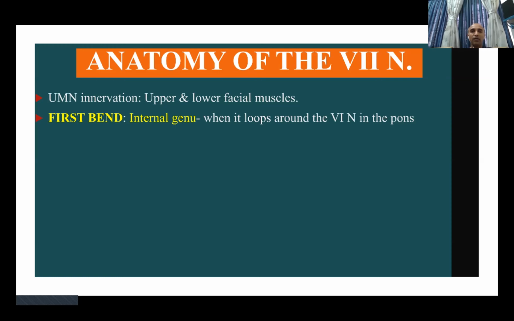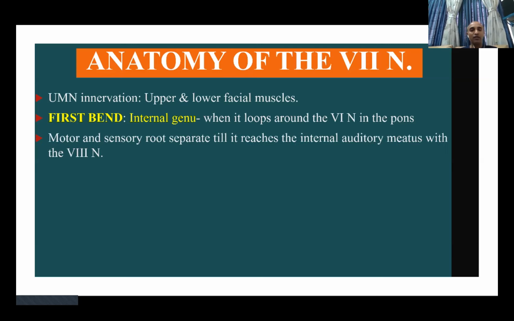We will go to the pons, where the facial nerve nucleus and the 6th nerve nucleus are close to each other. Here the facial nerve fascicles take the first bend, which is the internal bend, when it loops around the 6th nerve in the pons, and it comes out of the CP angle till it reaches the internal auditory meatus. Till then, the motor and the sensory roots of the facial nerve are separate, and they are with the 8th nerve in the entire path.